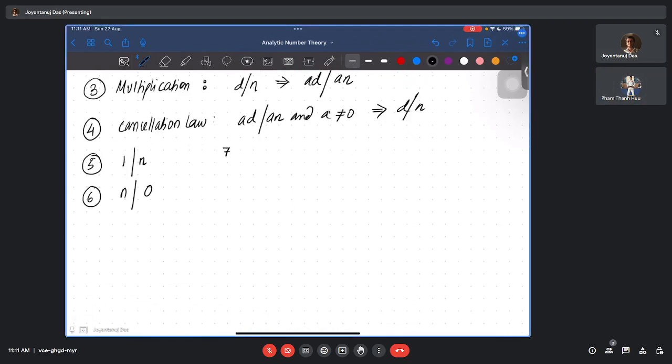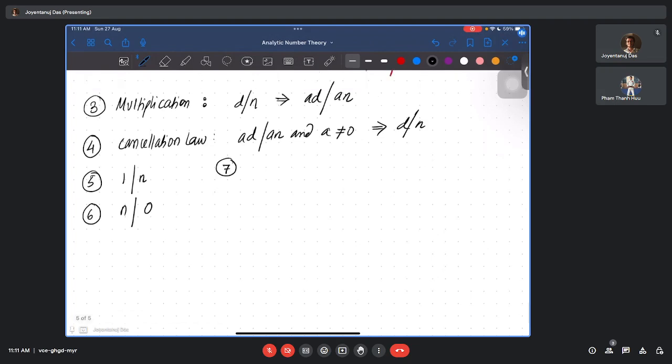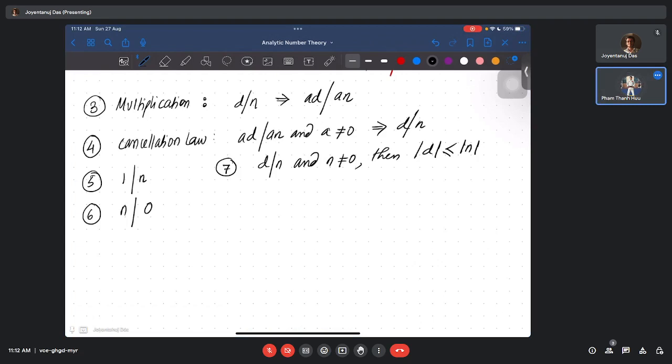So the next observation is, if d divides n and n is not equal to 0, then the mod of d is less than or equal to the mod of n. It means in the absolute value sense, the value of d must be less than or equal to the value of n, right?